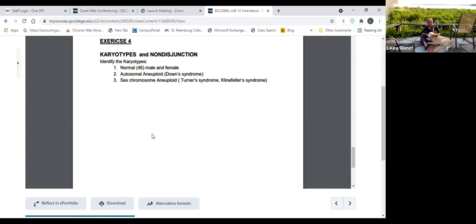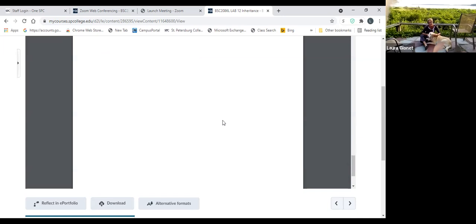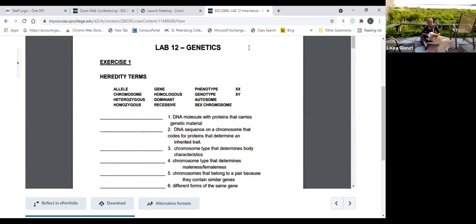And I think it's helpful to look at those, especially to look at the 23rd pair, because that is the pair that determines gender. Those are your X's and Y's. And then whatever is on the image, out of those images there.